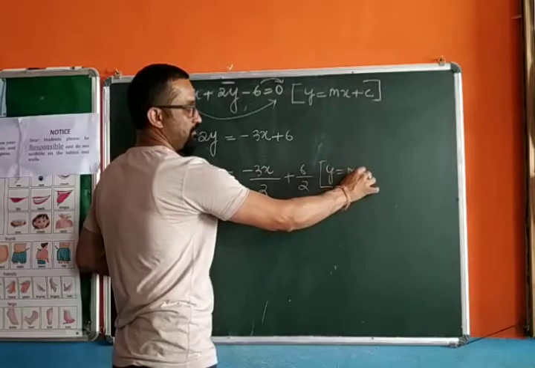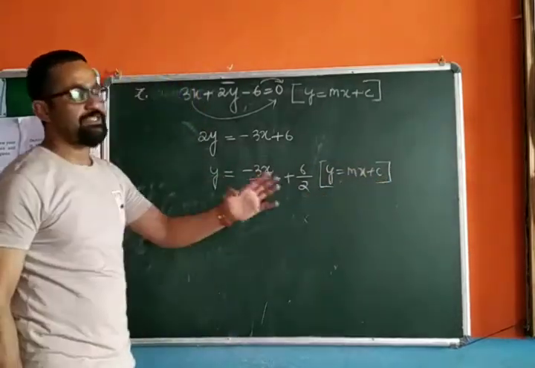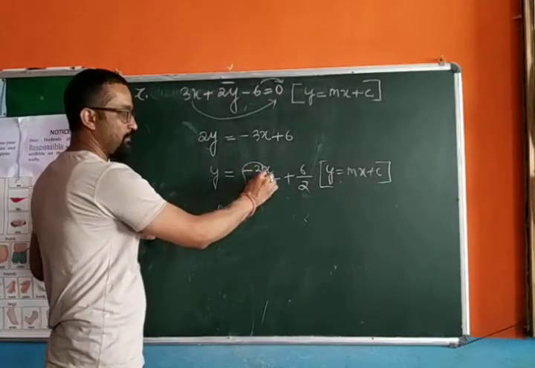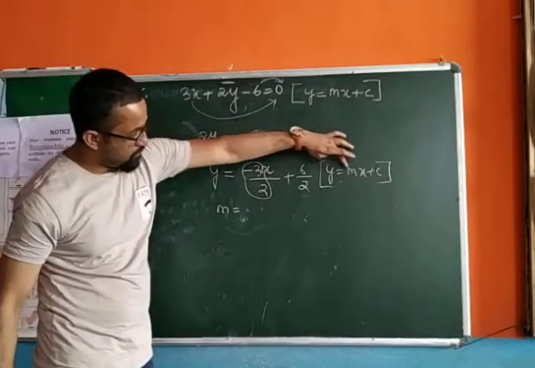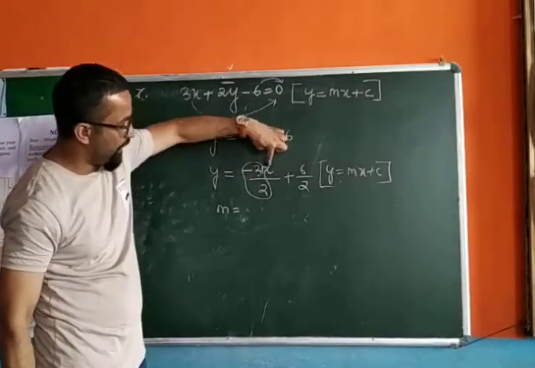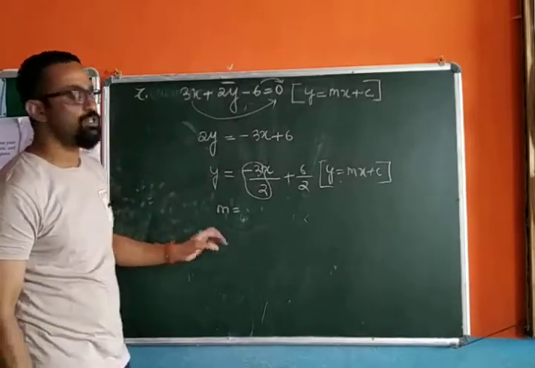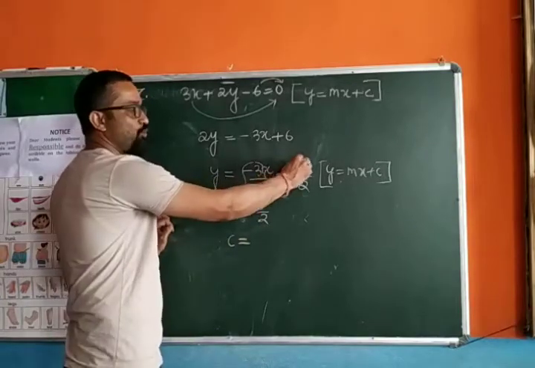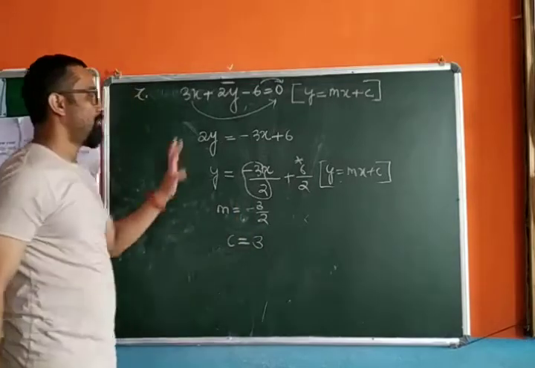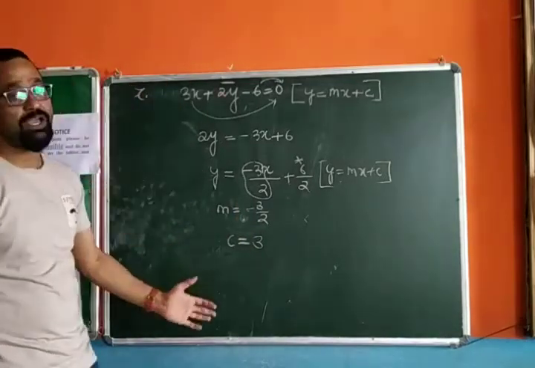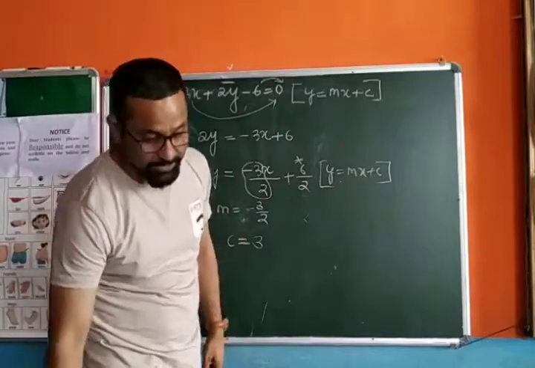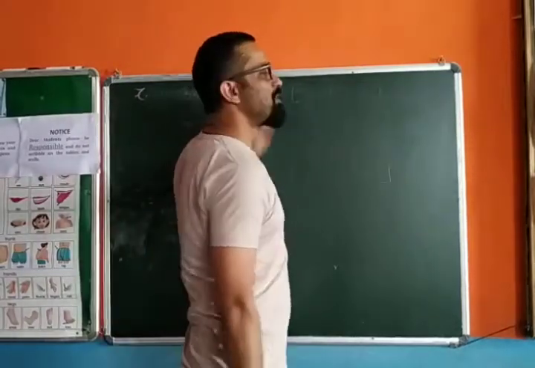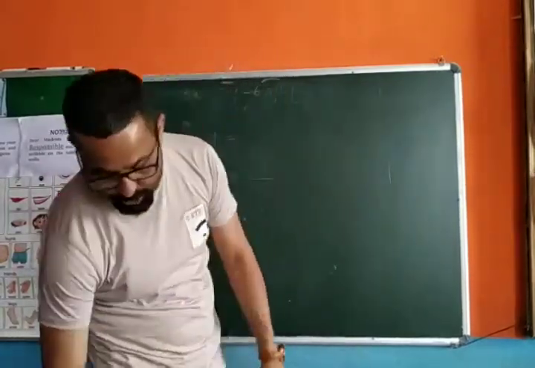Now compare it. Write the standard equation at the side and compare it. m, the slope, is the number with x, and you ignore the x. Whatever number you have, you write it as the slope, minus 3 by 2. Y-intercept c, the last constant value, is the y-intercept, 3. So with the help of the given equation, we can simplify and calculate slope and y-intercept. If you are given fractions, simplify the fractions so that you get the standard equation.